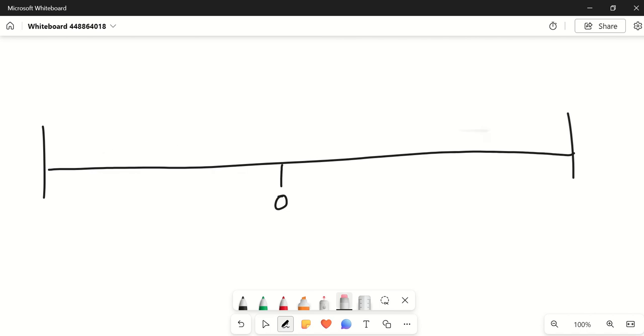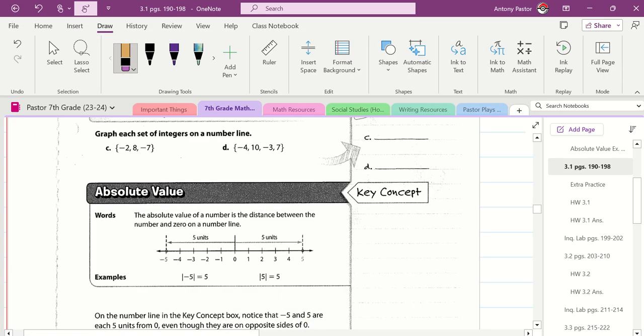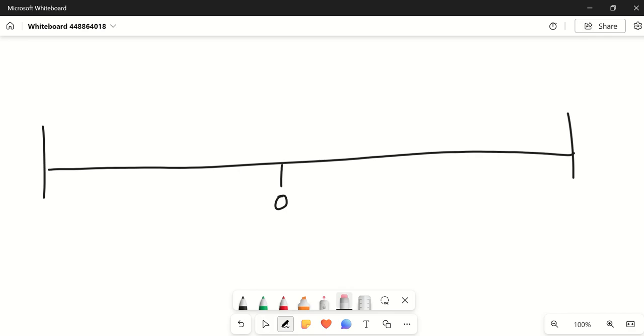Utilizing 0 in the middle, they want us to graph the set of negative 4, 10, negative 3, and 7. I'm going to write these over here: negative 4, 10, negative 3, and positive 7, if I'm not mistaken. So, negative 3 will be right here with negative 4 right after it.